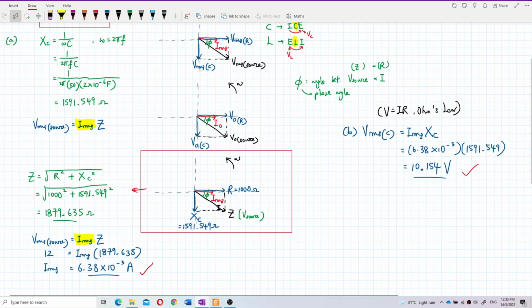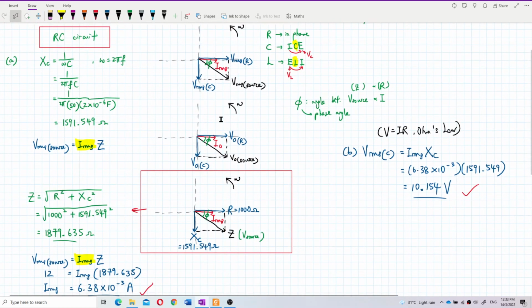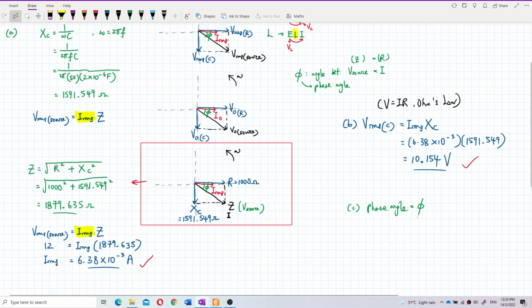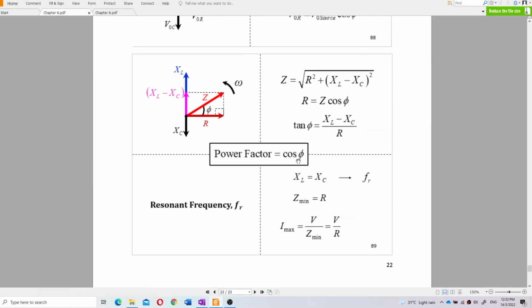This is part C. So for question C, I want to find the phase angle, which is phi, the angle between Z and R. For this phase angle, you can just use cos phi, the power factor, where R equals Z cos phi.